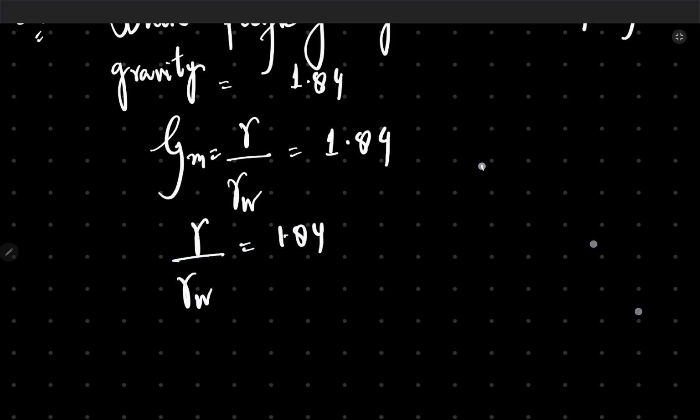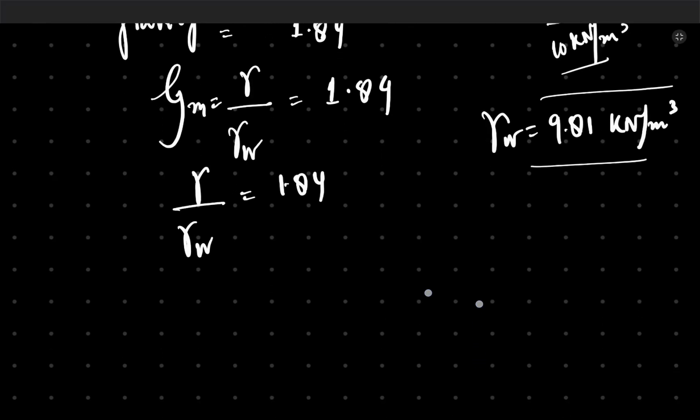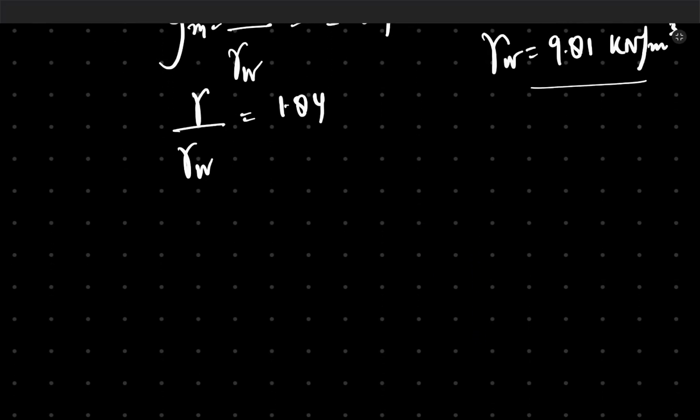We know the unit weight of water is 9.81 kilonewton per cubic meter. We are using this as 10 kilonewton per cubic meter for the ease of calculations; otherwise it is 9.81 kilonewton per cubic meter, or approximately 10 kilonewton per cubic meter. Here I am using the 9.81 value. So 9.81 times 1.84.